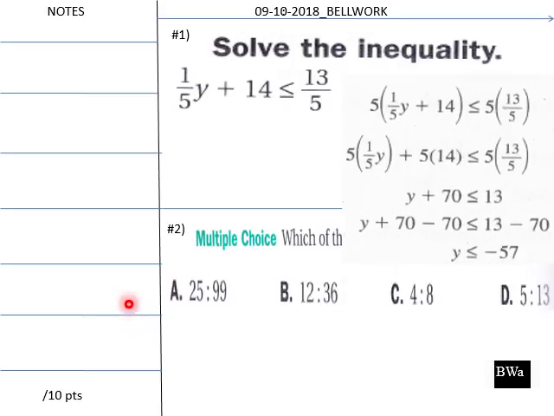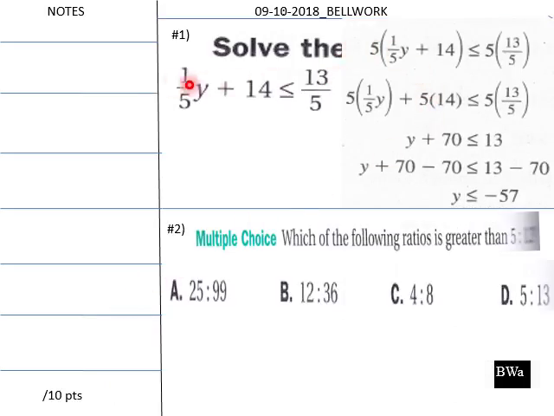Okay, welcome back. Here's our solution. We're going to multiply through to get rid of this fraction, so we have 5 times this and 5 times this over here. This becomes y plus 70 is less than or equal to 13. Then we need to isolate y, so we subtract 70, and we have y is less than or equal to negative 57.